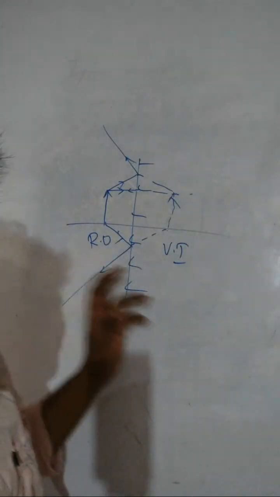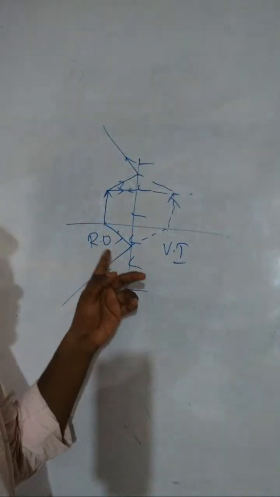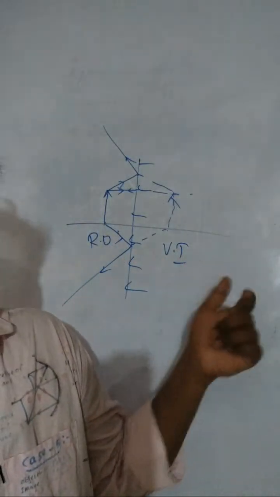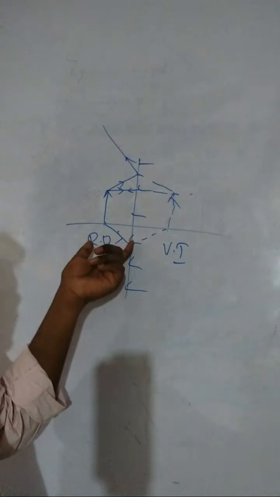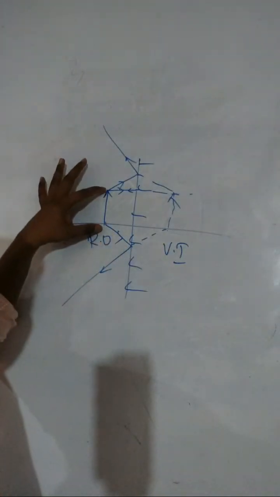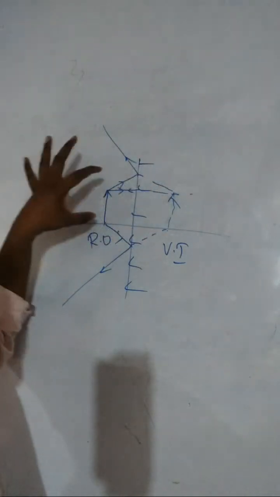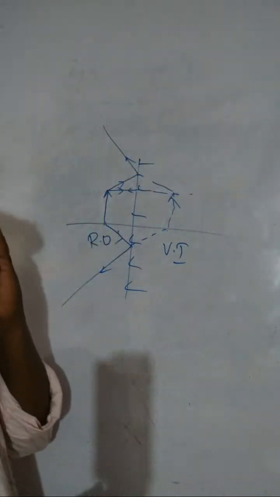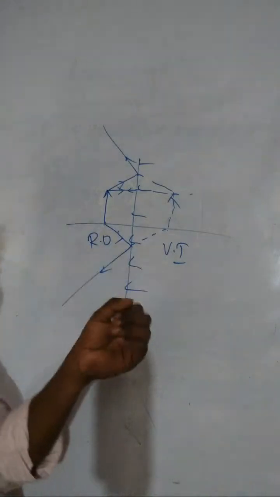So what are the characteristics? The image formed in the plane mirror is virtual, erect and the same size. The distance from the object to the mirror is equal to the distance from the mirror to the image. The size of the object is equal to the size of the image. It also shows lateral inversion. What is lateral inversion? If you stand in front of the mirror and lift your right hand, it appears on the left side.